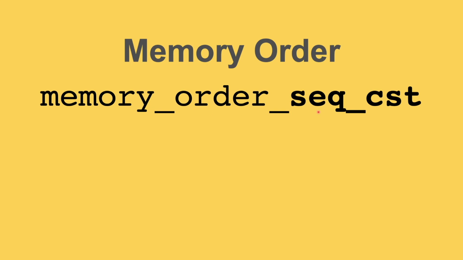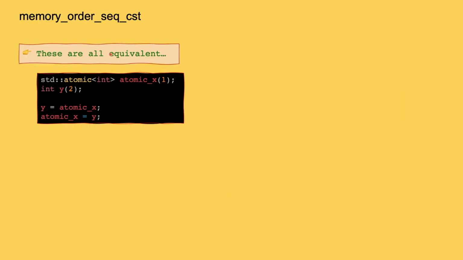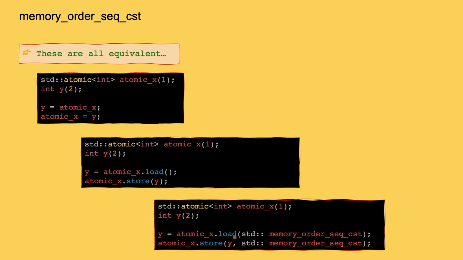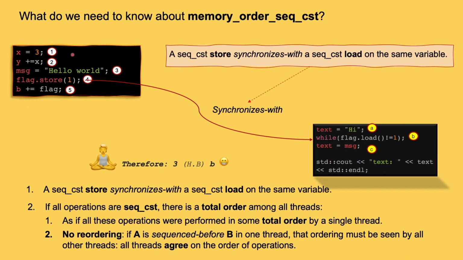Let's talk about memory order sequential consistency. As we have seen before, these 2 operations, load and store, can be done by the equal sign. It's equivalent to use load and store explicitly. It's also equivalent to use load and store with this sequential consistency parameter. Because this was a default value, this was also valid. The equal sign also by default uses sequential consistency. What do we need to know about memory order sequential consistency?